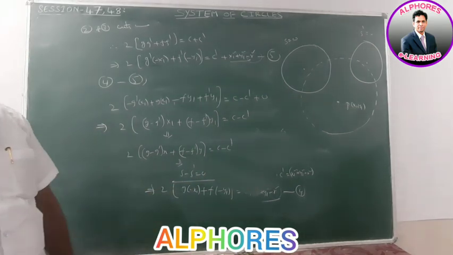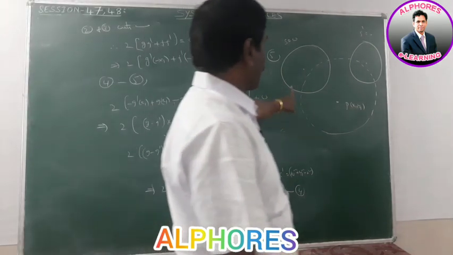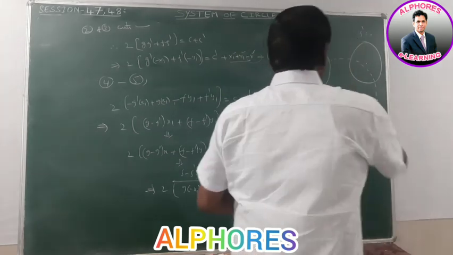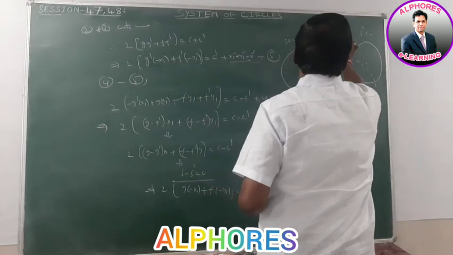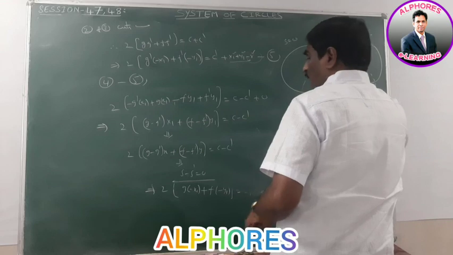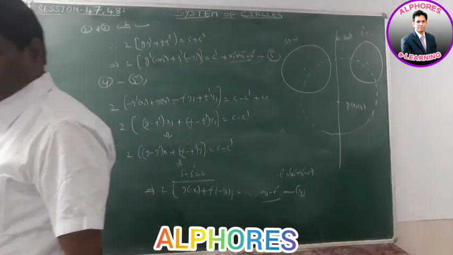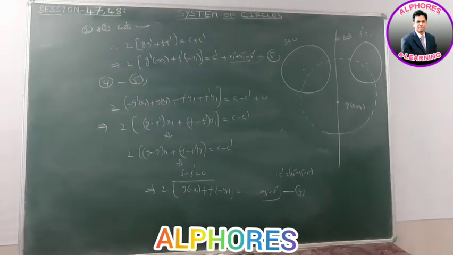That is the radical axis. If a circle cuts the given two circles orthogonally, then the locus of its center must lie on the radical axis. It is the radical axis. Very, very important property. Please note this point.